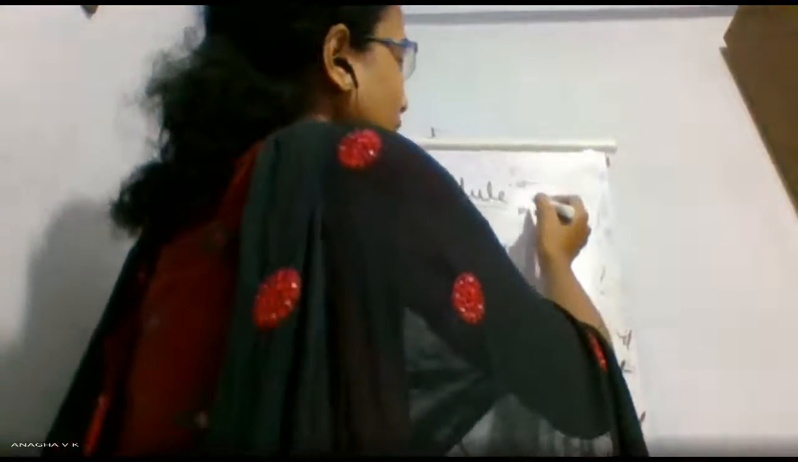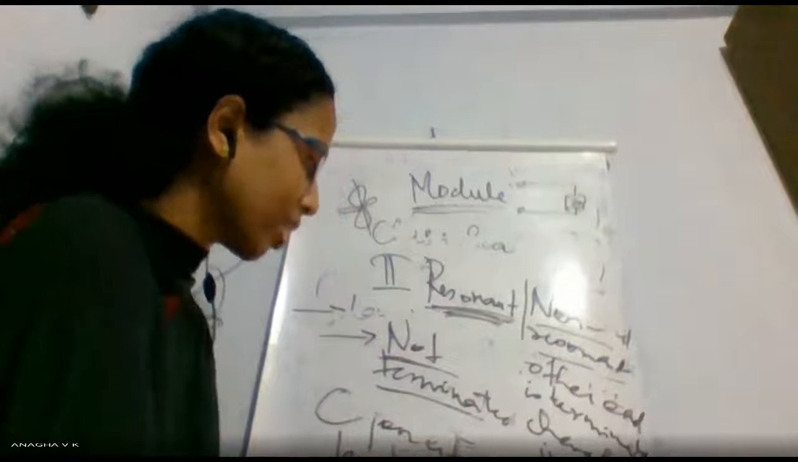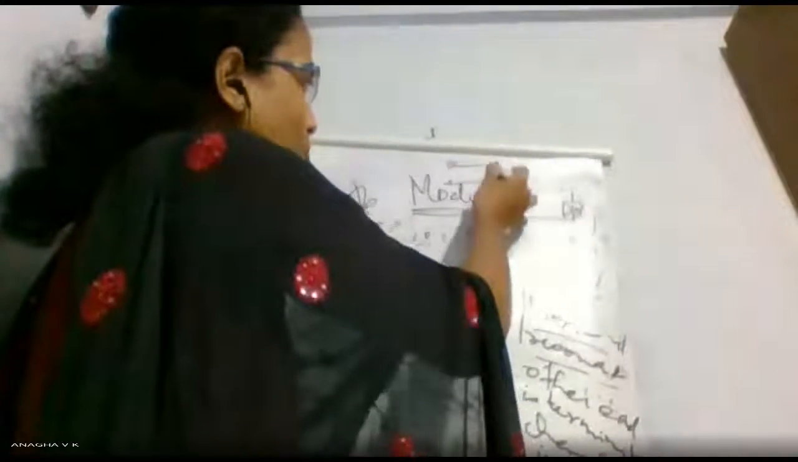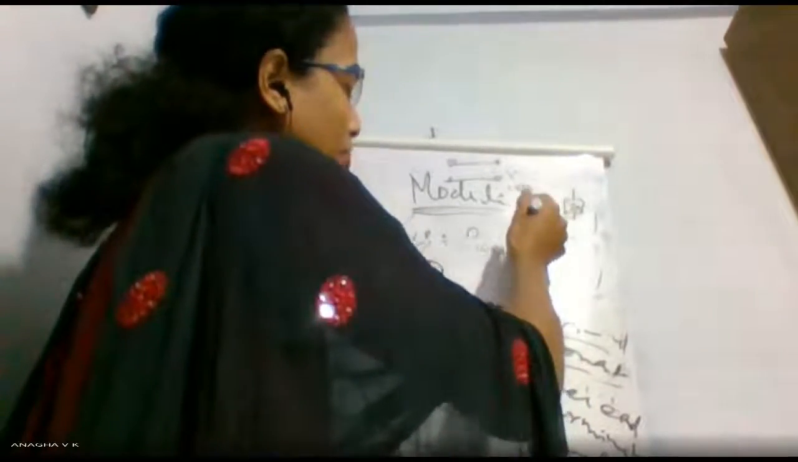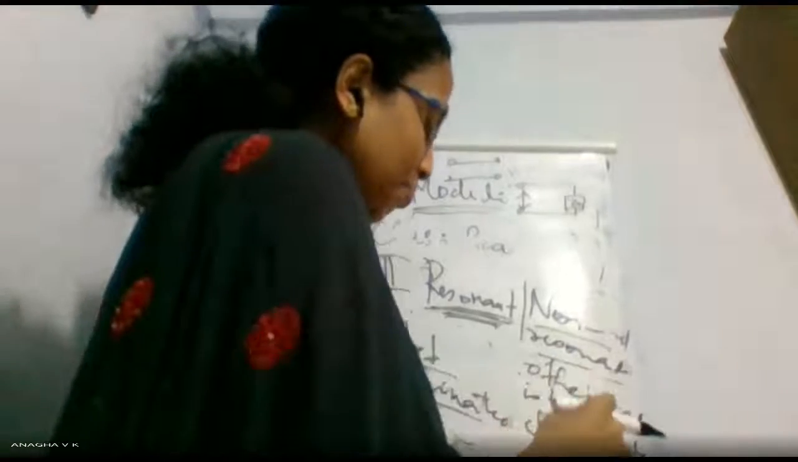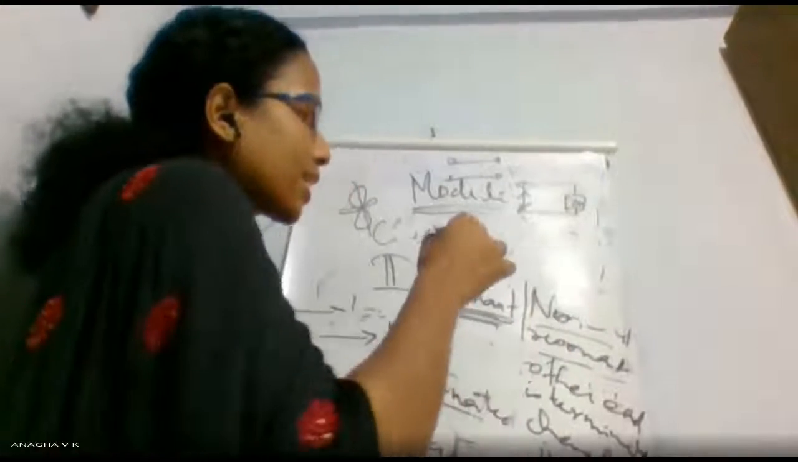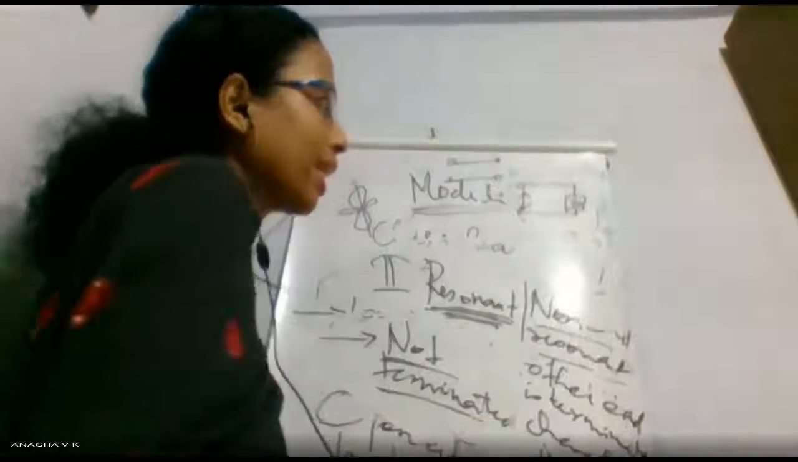It is terminated in characteristic impedance. What happens in a resonant antenna? It is open at both terminals. Here, the input is excited, which means the input side is open. The open end is excited, and the other end is terminated where?